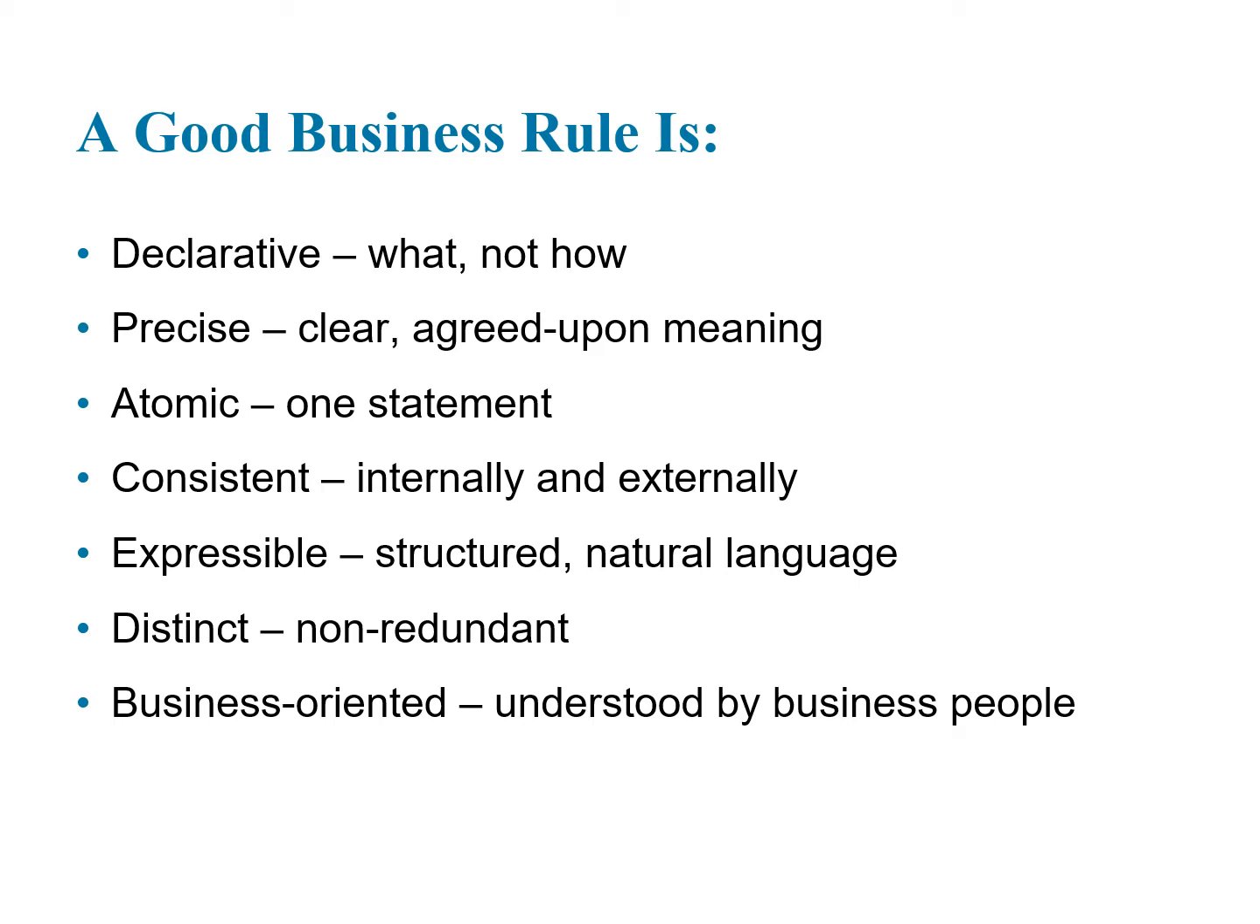So a good business rule is declarative, what, and precise, clear, with agreed upon meaning; atomic, one statement; consistent, internally and externally; expressible in structured natural language; distinct, non-redundant; and business-oriented, understood by business people.